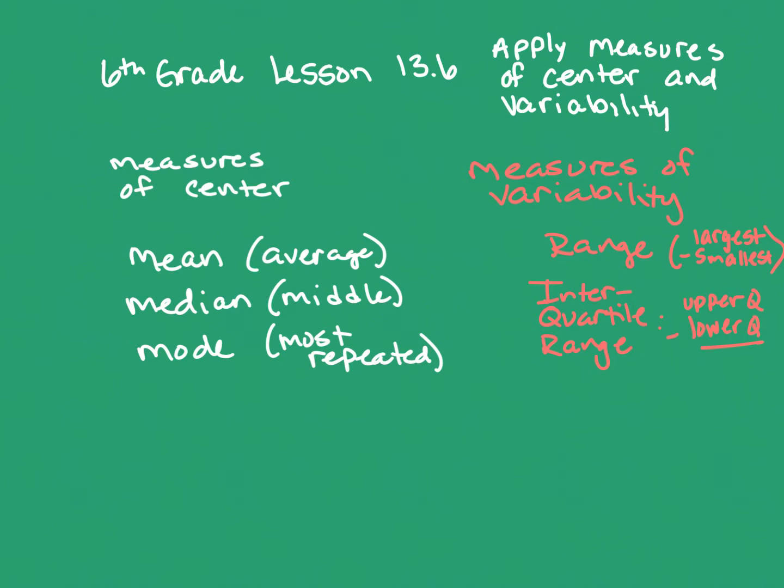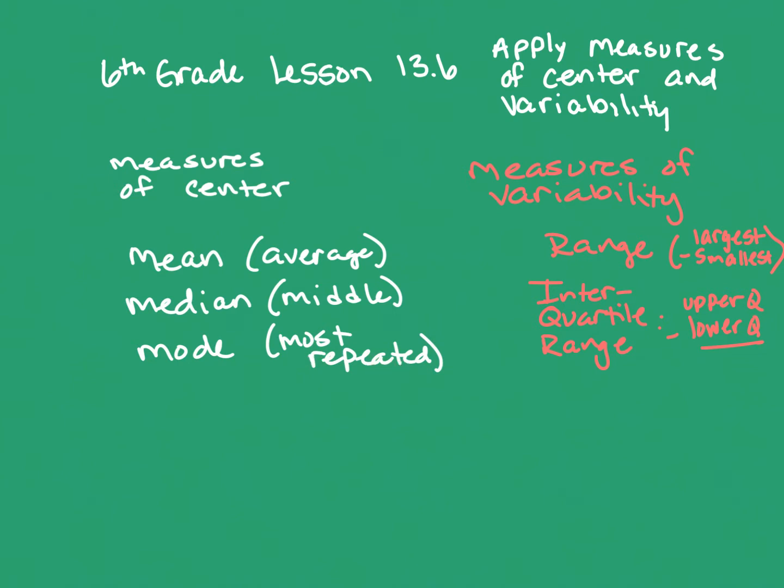What is that middle, most center information of all the data? We could find that by doing the mean. That was the average, where you add all of the pieces of data together and divide by how many pieces of data there are. You can do that by finding the median, ordering all of the data pieces from least to greatest and finding the one that is right in the middle. Or you can find the mode, the one that is most repeated.